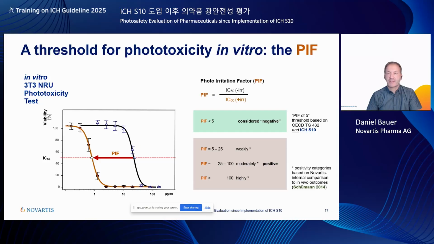But if you see a positive, it also has a message. The higher the PIF value, the more positive it is, the more likely it is that this compound is a troublemaker, because it is a quantitative measure of in vitro phototoxicity. And so at Novartis, and we published this in 2014, we tend to have these categories weakly, moderately, and highly positive based on the given PIF values here.